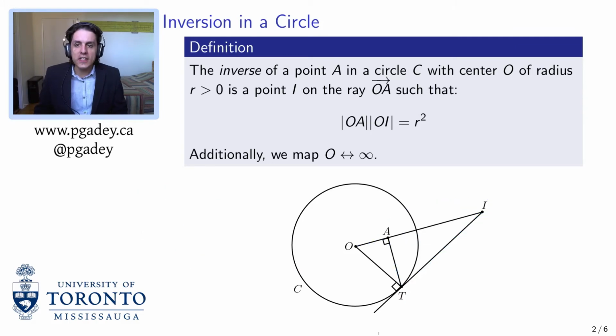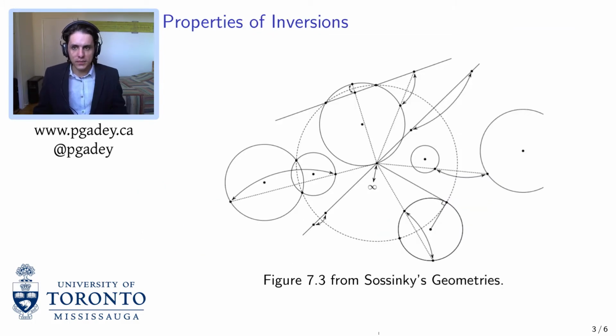Okay, let's see what else inversion can do. Inversion has a lot of beautiful properties. Here's a picture from our textbook. Our circle here is this dotted circle C. Our origin is here at O. And this figure is trying to illustrate many of the beautiful properties that inversion has. For example, circles inside of C invert to circles outside of C.